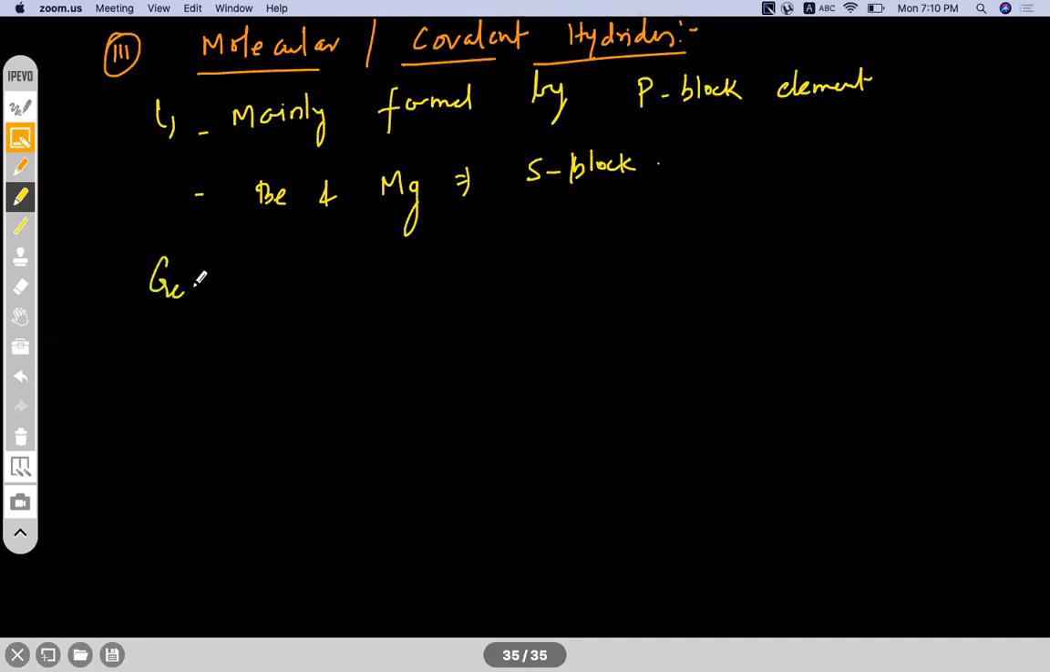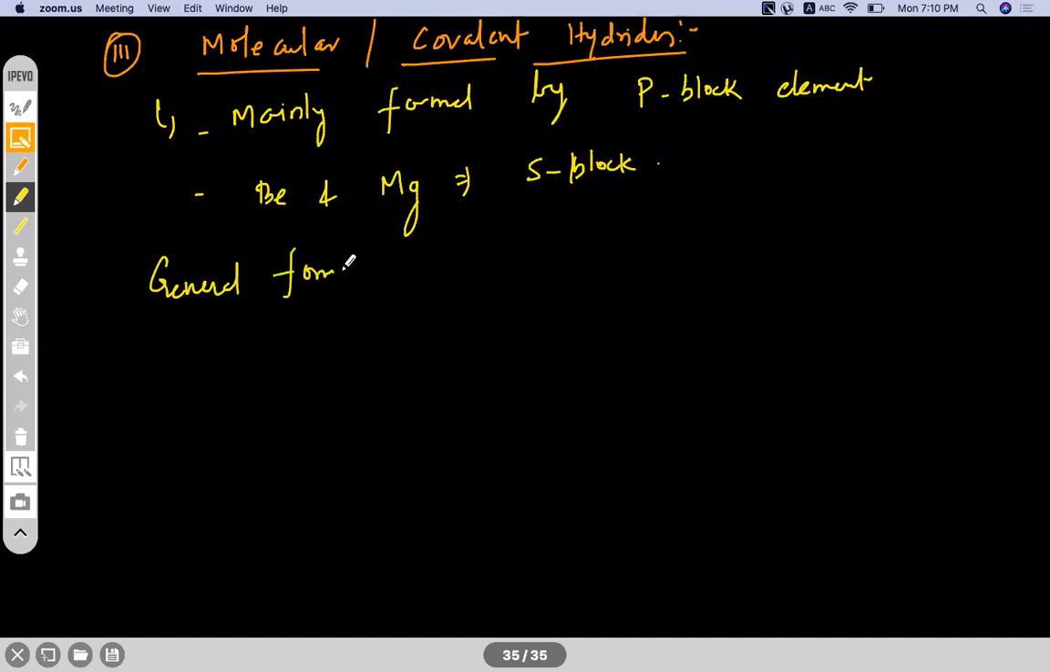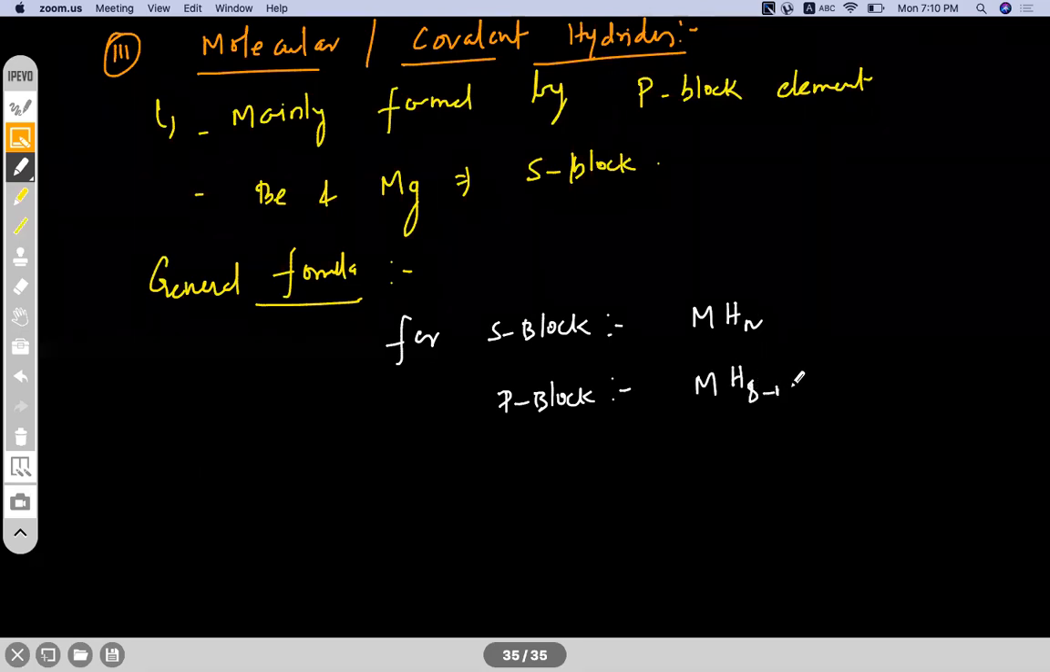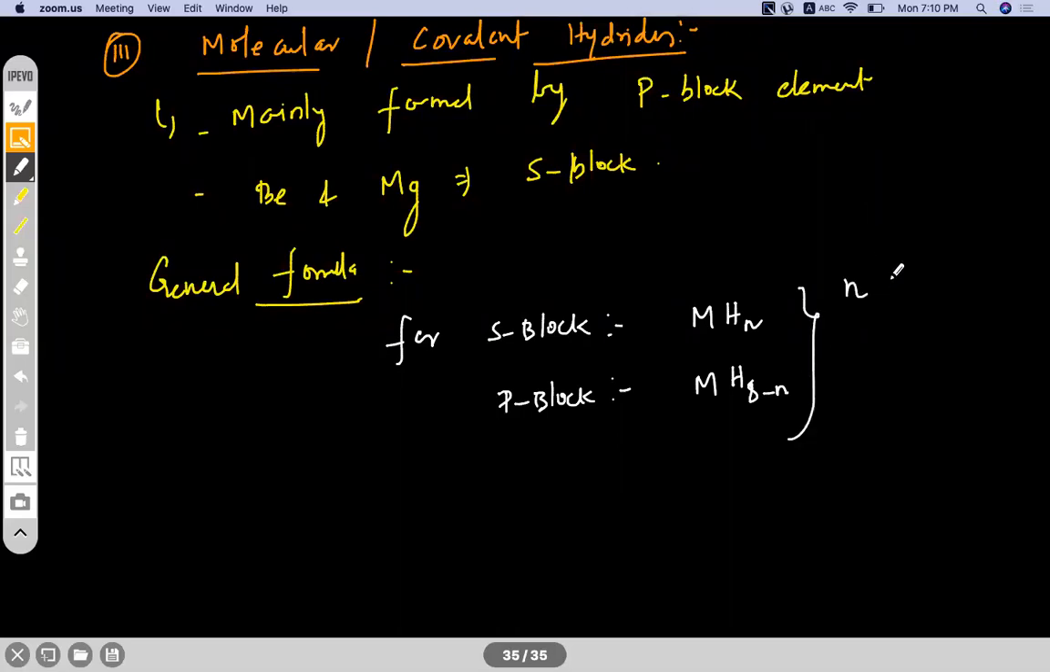So the general formula for this kind of hydride: for s block, the formula is MHn type, and for p block the formula is MH(8-n) type, where n is the number of electrons in the valence shell. You see, this belongs to group 2, right? So its valence electron is 2.